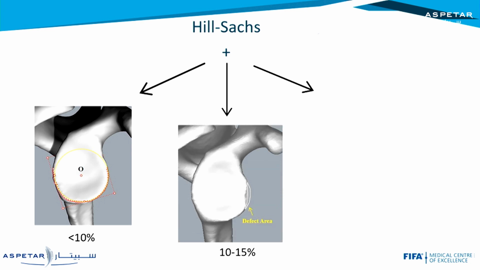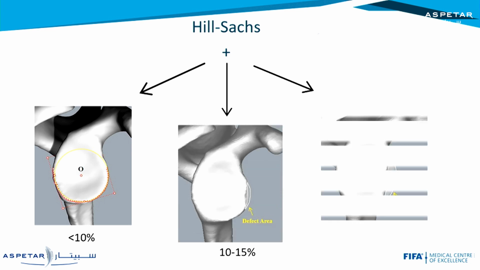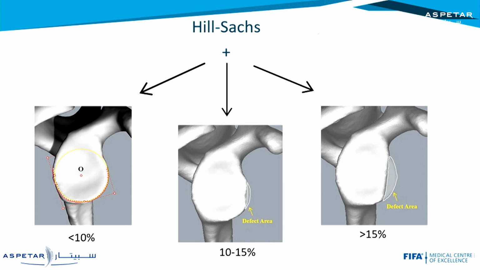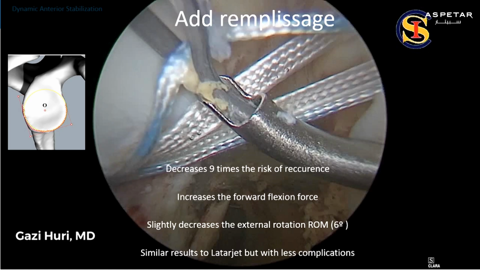If the defect is from 10 to 15, it is another way. If it's over 15, it's another way. When I was a resident, it was like 20 years ago, this number was over 25, but now it's decreased. It's up to 15. If it's a critical bone loss over 15, you need to have something.